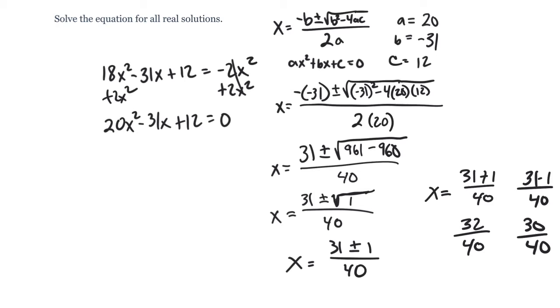32 over 40 reduces down to 4 over 5 because the top and bottom both are divisible by 8. And then 30 over 40 obviously reduces down to 3 over 4. So that's your two answers. And you can put the little squiggly braces around it. I'm bad at drawing them, but that's your answers. So you got 4 over 5 and 3 over 4.